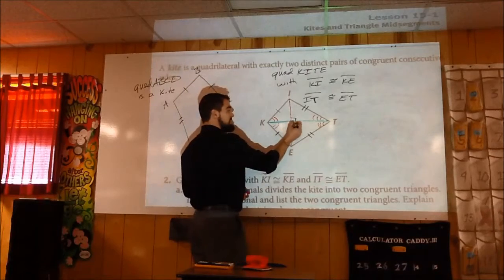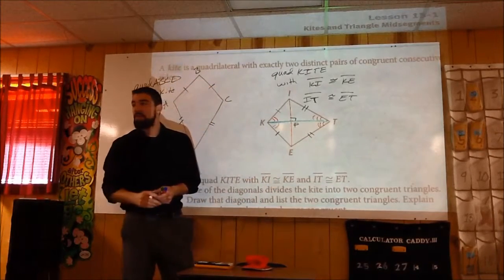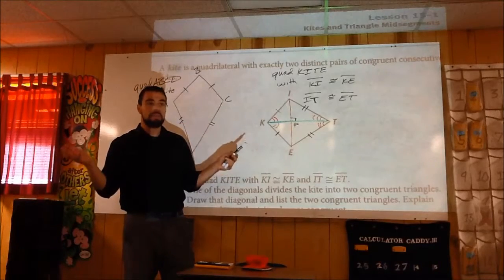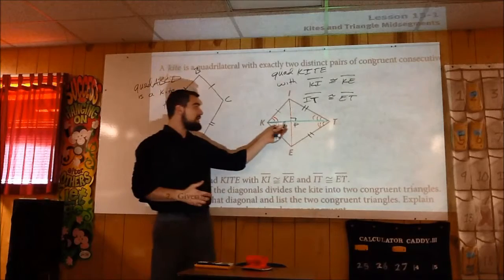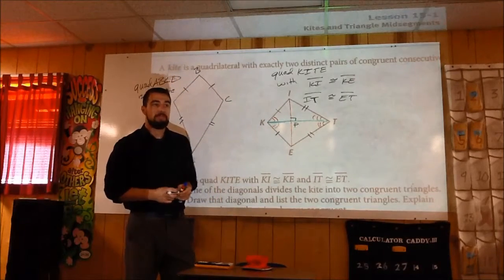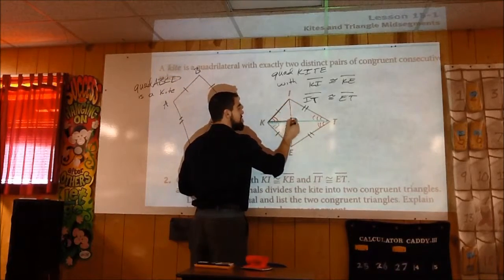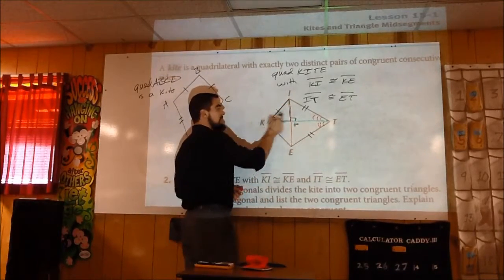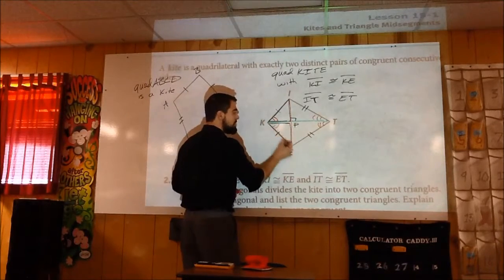And we know that the diagonals are going to intersect at some point. I'm just going to call that point P. Okay? There's no significance to the letter P. I just decided to call this point of intersection point P. And I want us to turn our attention to these 2 triangles right here. This one, KPI, and this one, KPE.